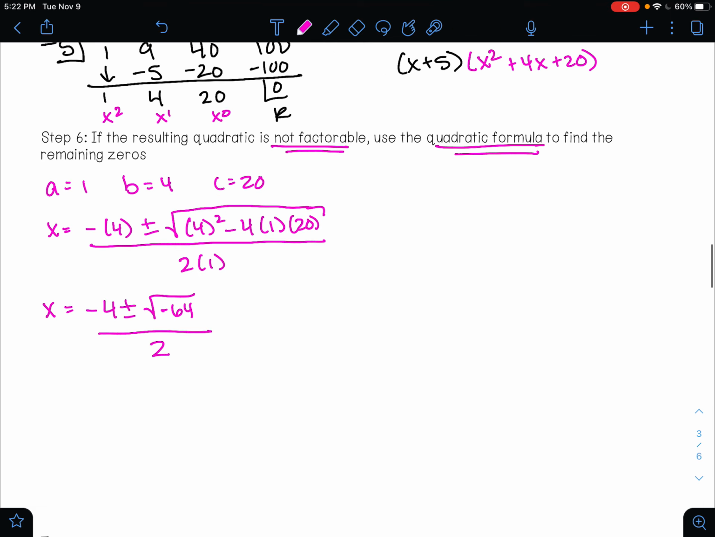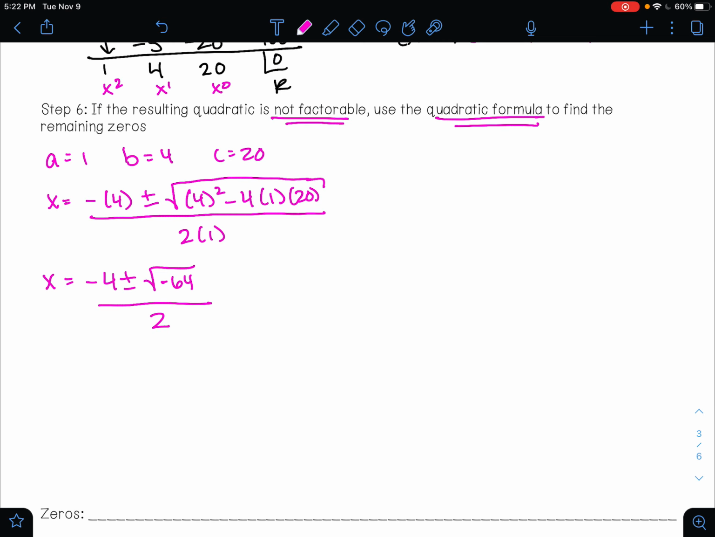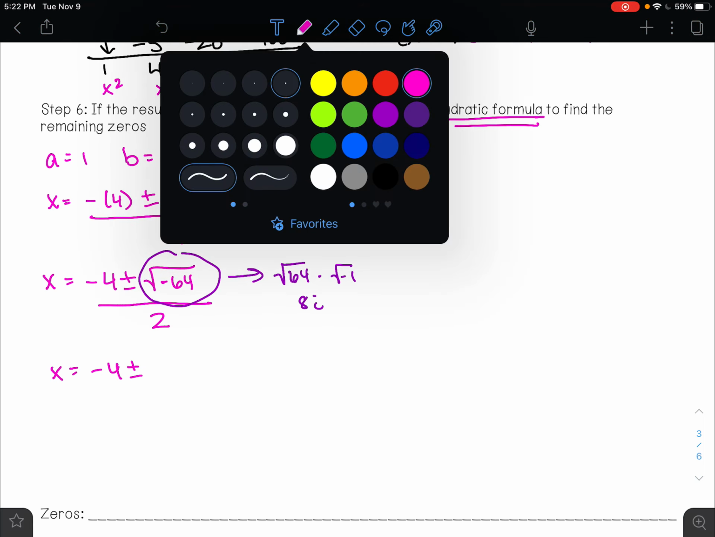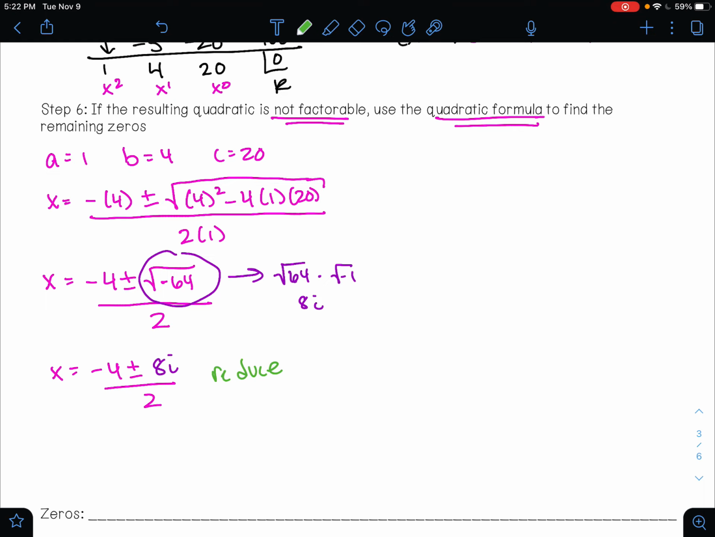Now you always want to simplify as much as possible. The square root of negative 64, we can think about that as the square root of positive 64 times the square root of negative 1. What's the square root of 64? 8. What's the square root of negative 1? i. So we have x equals negative 4 plus or minus 8i over 2. We can reduce this. Negative 4 divided by 2 is negative 2. 8i divided by 2 is 4i.